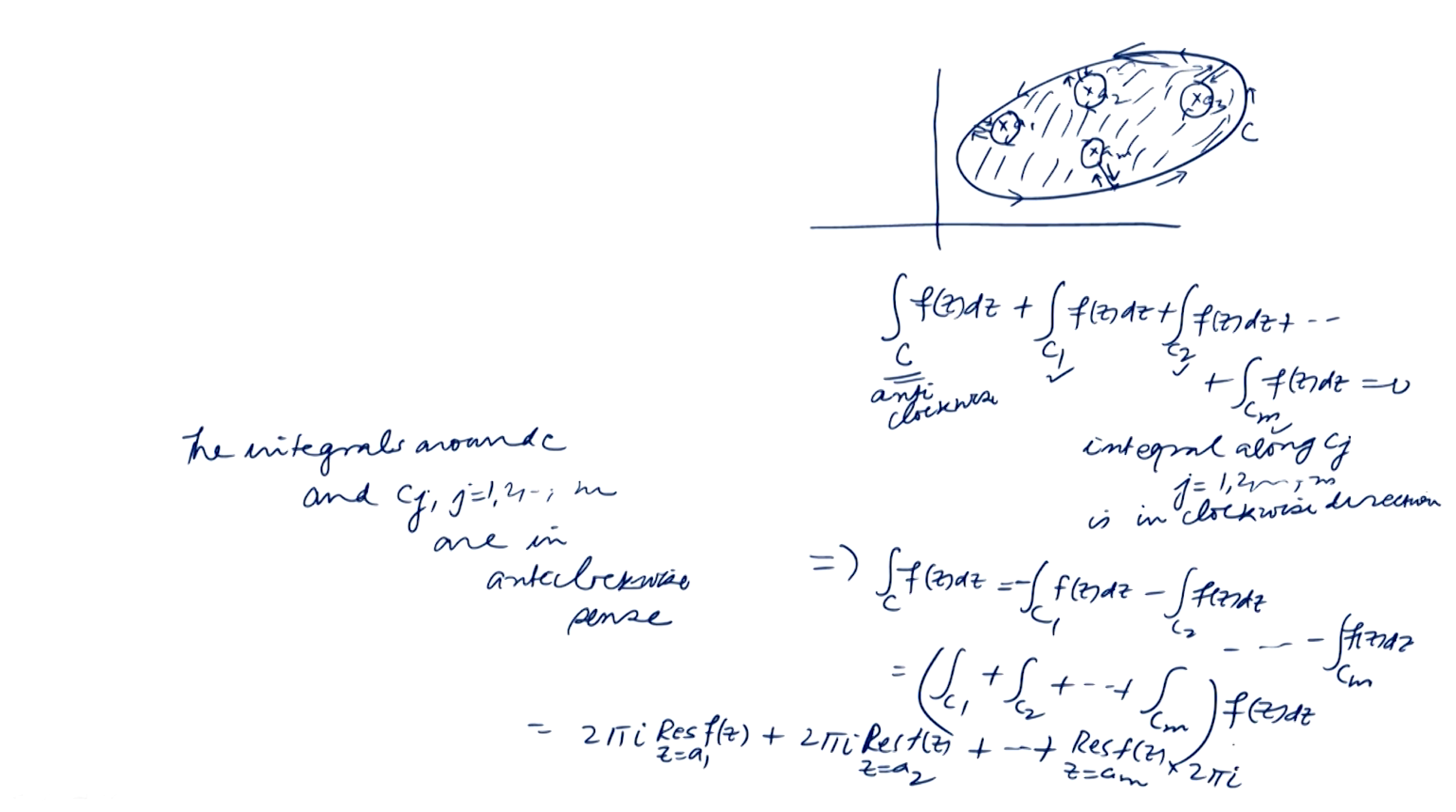Okay. So, this is nothing but 2 pi i times the sum of the residues of f(z) at z equal to a_j, where j runs from 1 to m. So, this is how we evaluate the integral of f(z) around C. We simply find the residues of f(z) at its isolated singularities at the points a_1, a_2, ..., a_m, and then sum them up and multiply by 2 pi i.